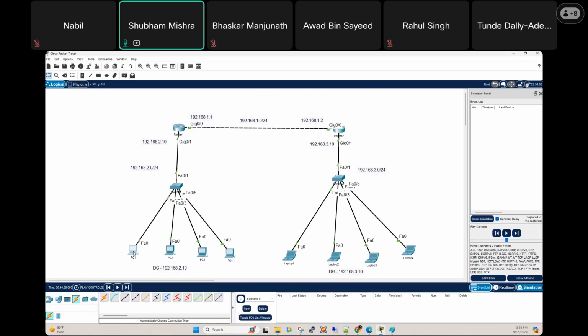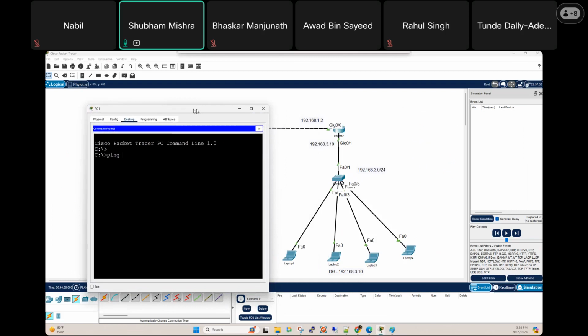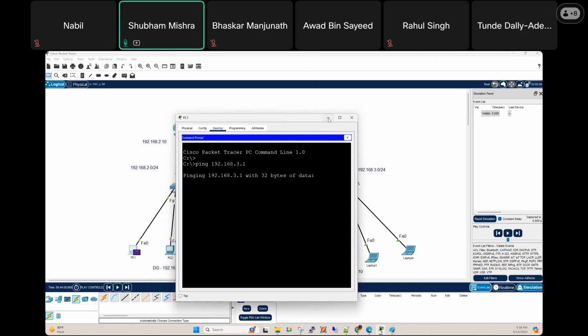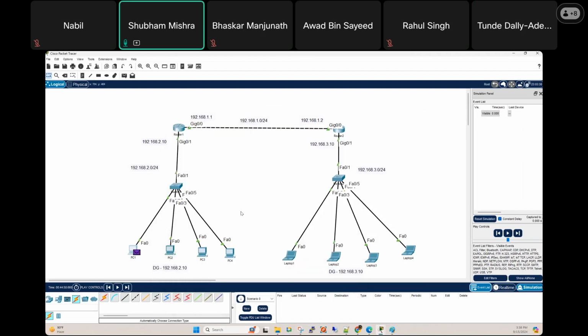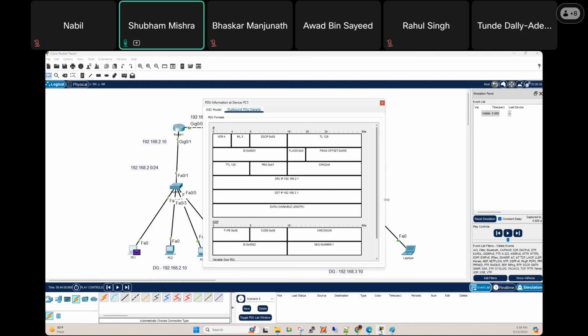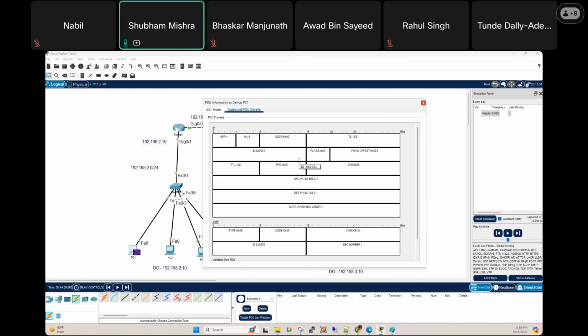Okay. Now come to PC number 1. Here, what is the command, guys? Ping. What is the IP address? 192.168.3.1, right? I write the ping command here. ARP is already exchanged by default, because I already disabled it. So which packet is this, guys? This is the ICMP packet. Yes or no? Everyone, tell me.